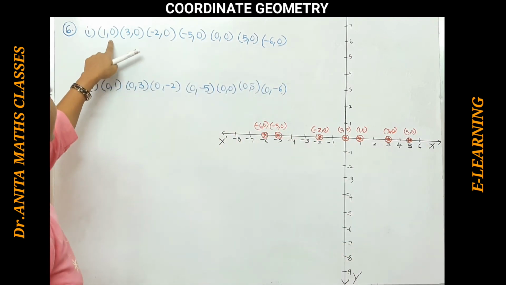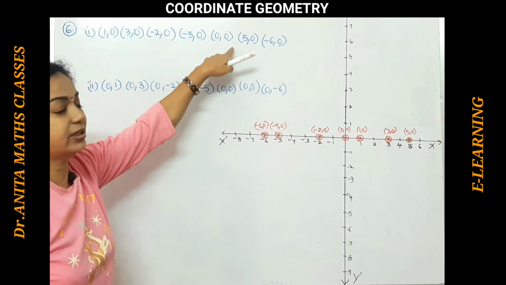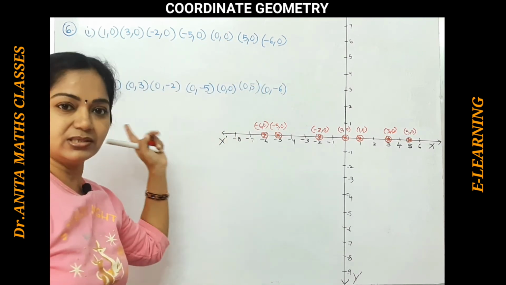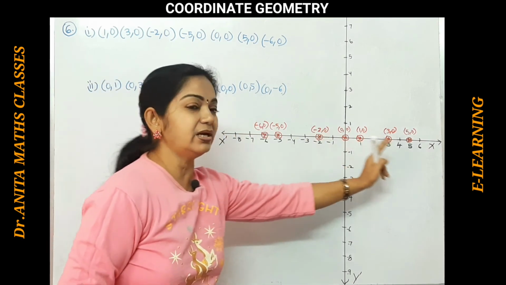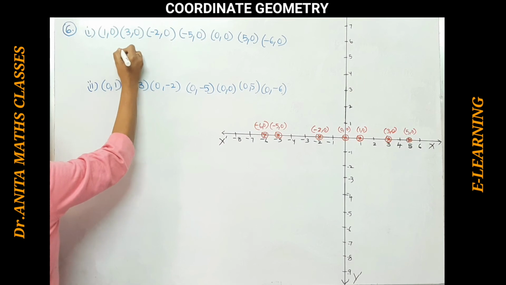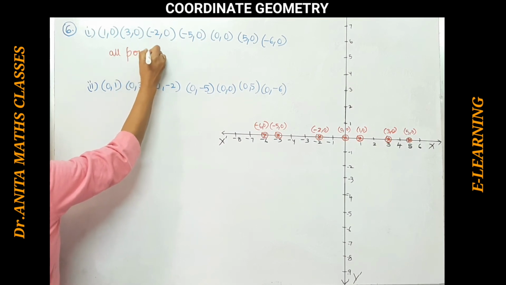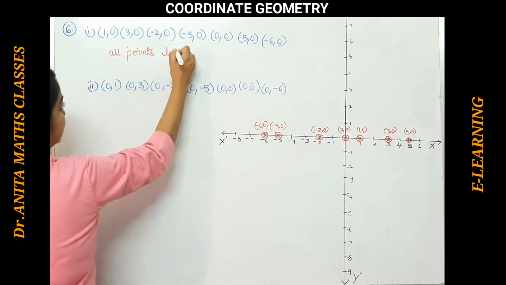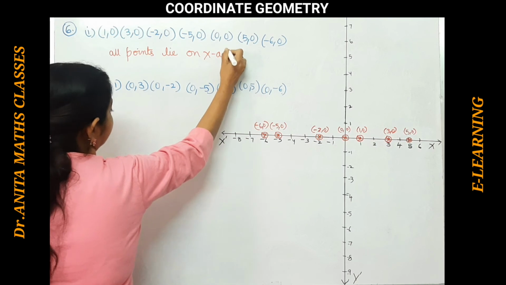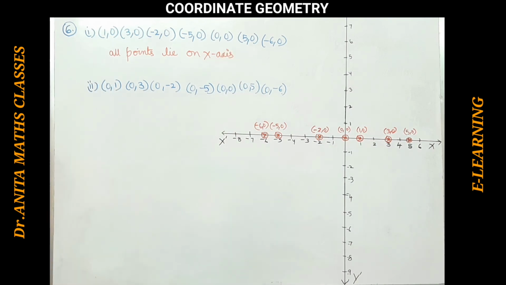Here the ordinate, see the ordinate is the y coordinate, isn't it? When y coordinate is 0, all the points lie on the x axis. That we observe. So write down all points lie on x axis. This is observation we found. Now let's see the next bit.